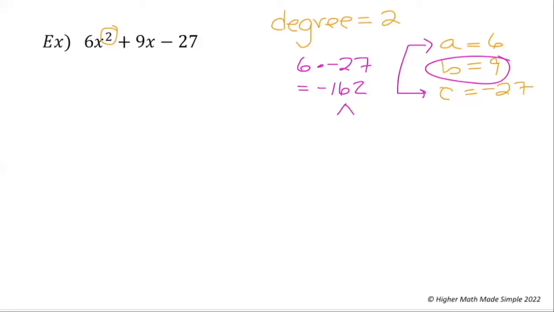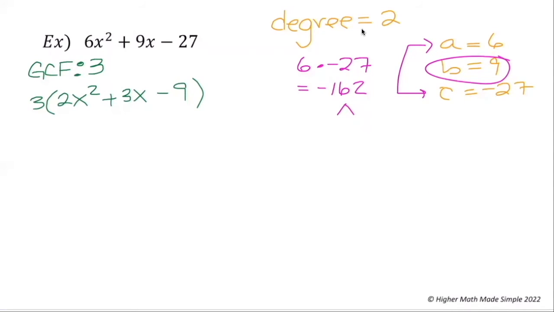So I always like to tell people, always see if you can factor out a greatest common factor first, because as I said earlier in the lesson, it always makes life easy. So we can actually pull out a 3. Every single one of these terms are divisible by 3. So if we pull out a 3 times 2x squared gives us 6x squared. 3 times a positive 3x gives us the 9x. And 3 times a negative 9 gives us the negative 27.